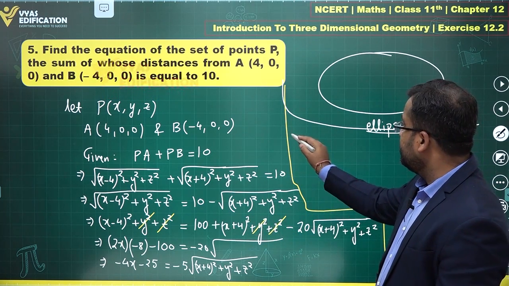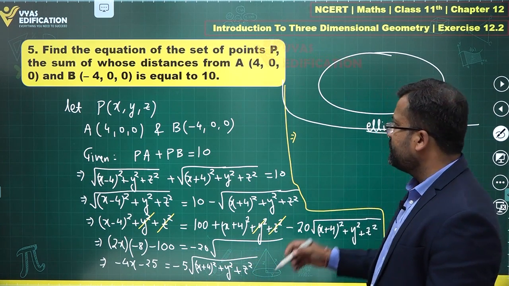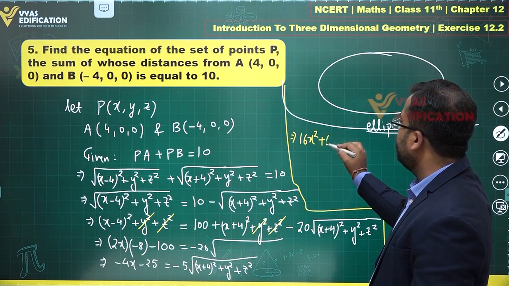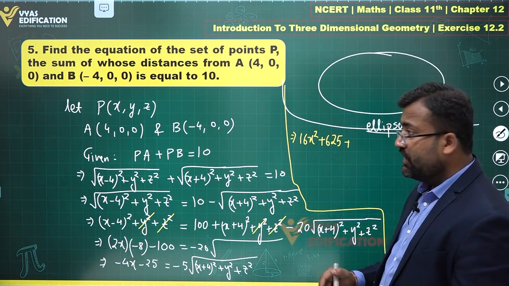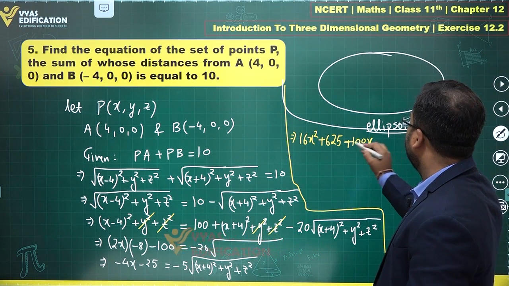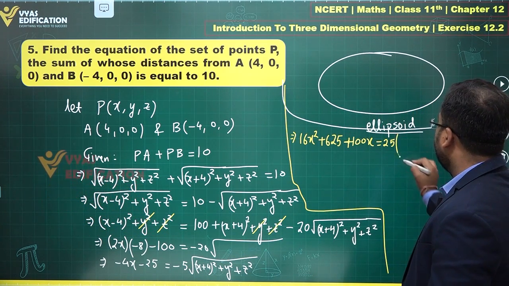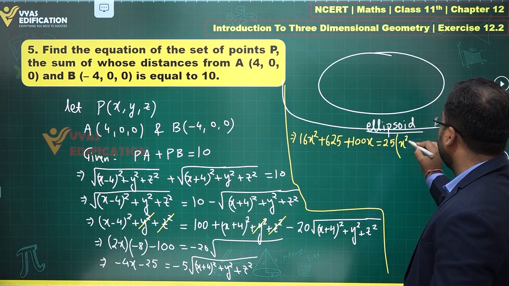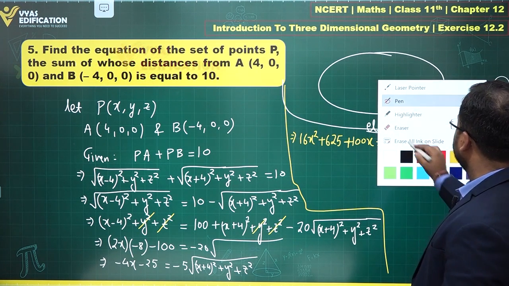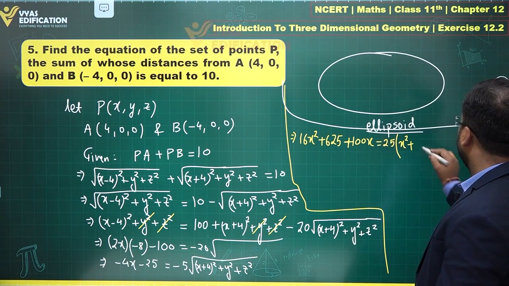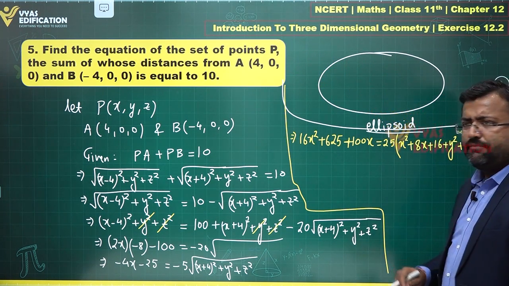Let's square both sides at this stage. So minus 4x minus 25 squared will become (4x plus 25) squared, which is 16x squared plus 625 plus 25 into 4 into 2 is 100x, which is equal to square of this is 25 and then you get the remaining thing. In the bracket you will get (x plus 4) squared, which is x squared plus 4 times 2 is 8x plus 16 plus y squared plus z squared. This is what you have, right? This is what you have.